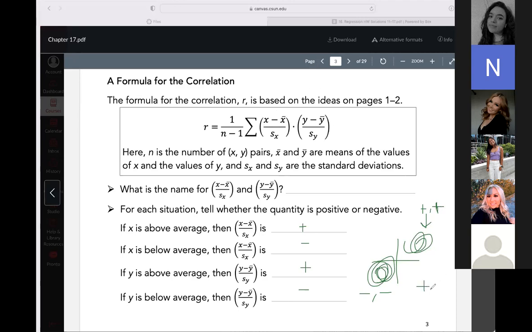So here and here, you're adding lots and lots of positive numbers. Whereas here and here, you'd be adding lots of negative numbers. So negative association, here and here, adding lots of negative numbers gives you a negative correlation. Here and here, adding lots of positive numbers is why we have a positive correlation. Does that make sense a little bit? Yeah. Okay.